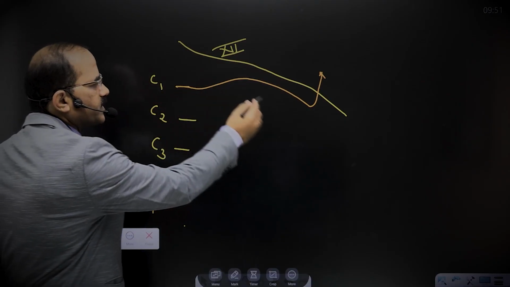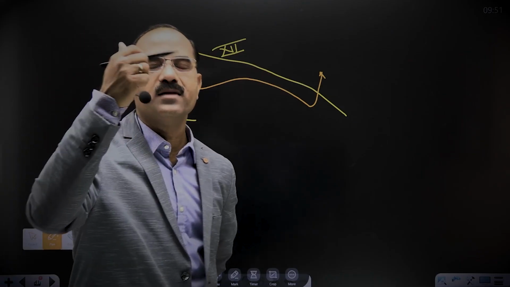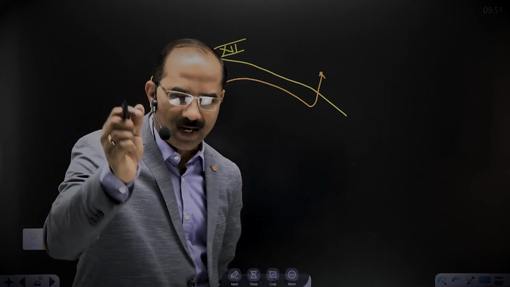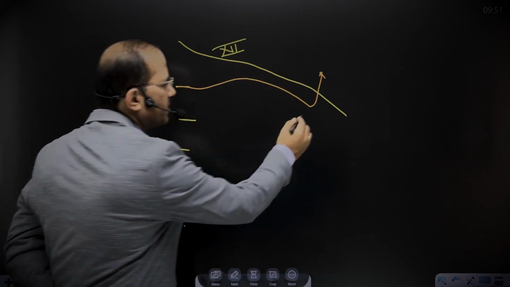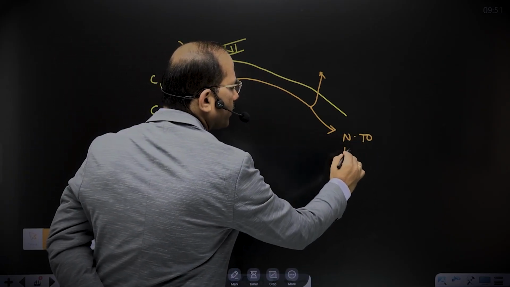So fibers of C1 go with the hypoglossal nerve. After a short distance, they leave the nerve as number 1. That's the meningeal branch of C1. Second is nerve 2, thyrohyoid.